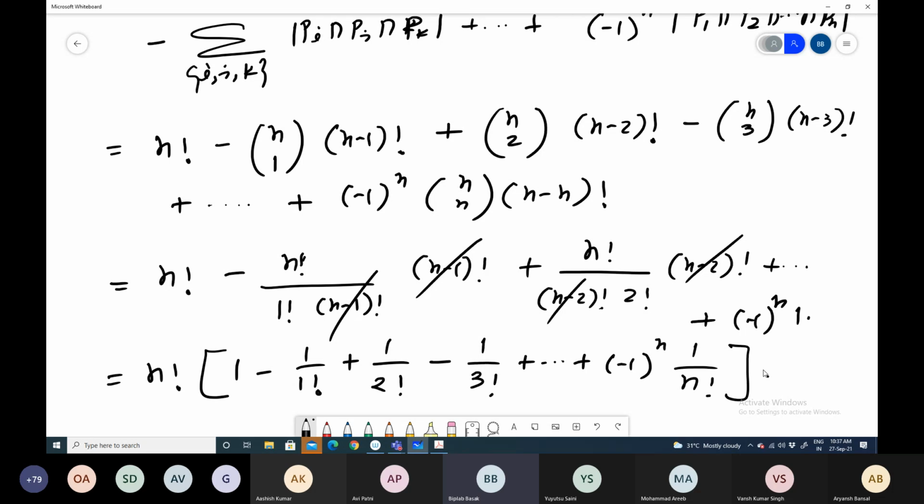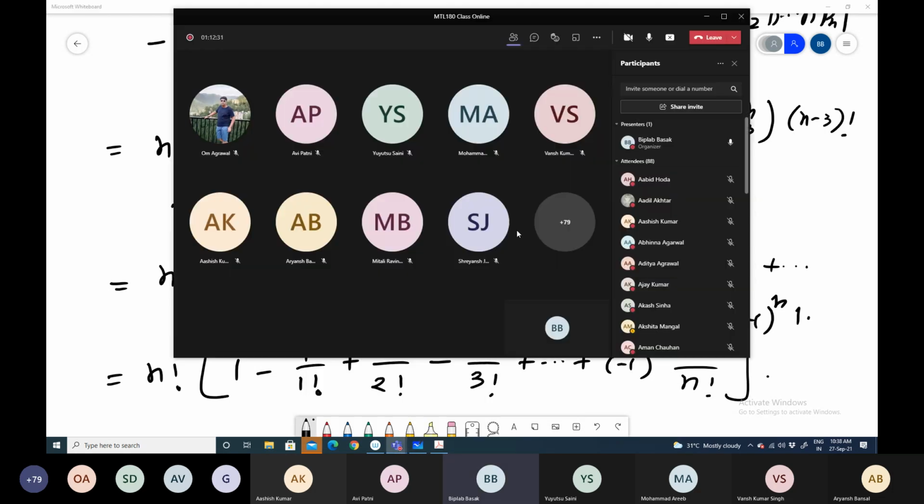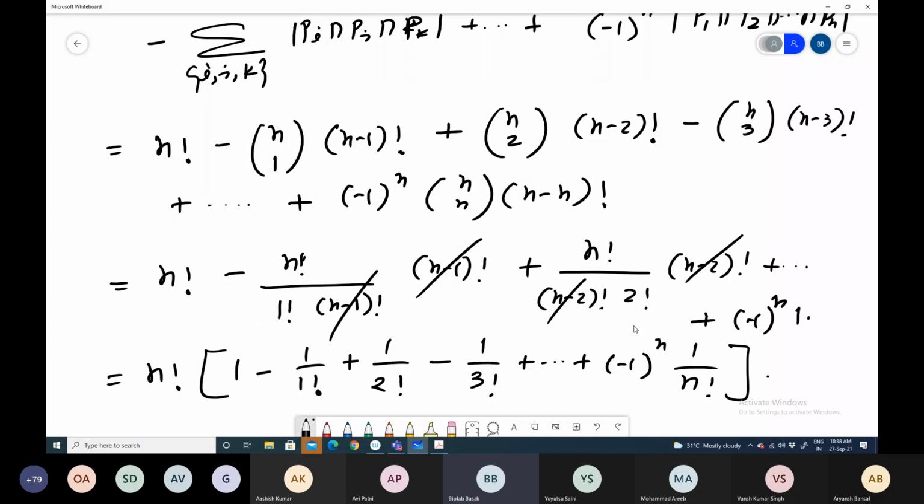There are some important applications of this. If you remember this formula for the number of derangements, then you can solve some problems directly. And if you can't remember it, you can simply use the inclusion-exclusion formula and find the solution.